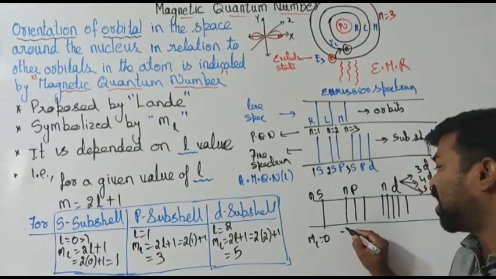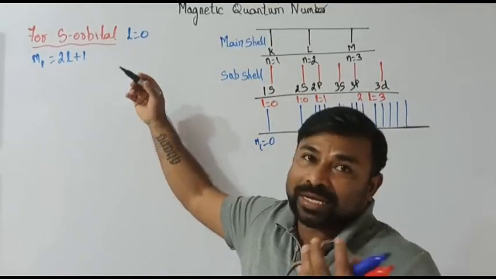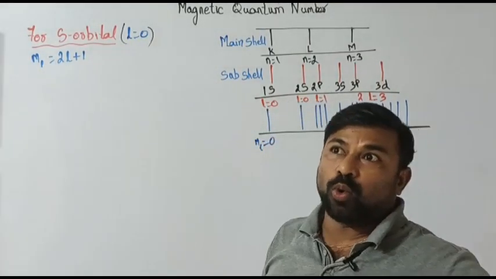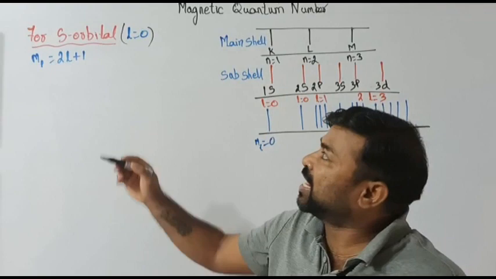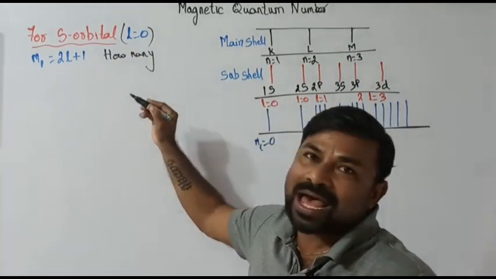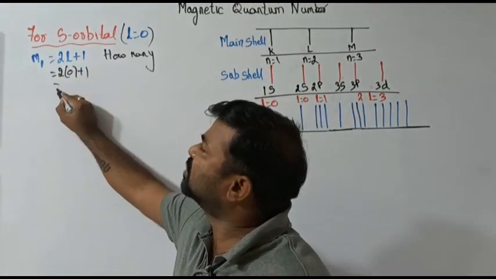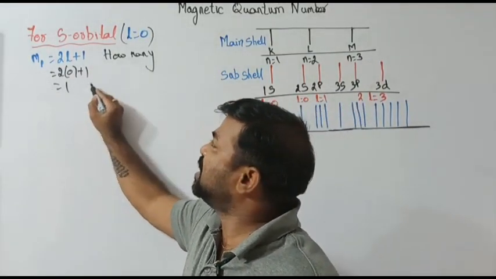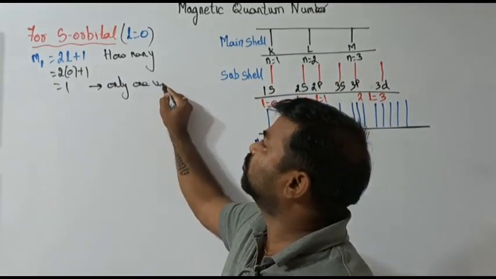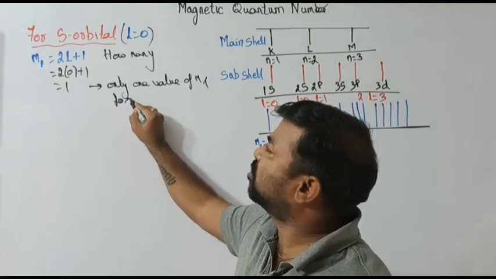So we will be having -1, 0. As I have discussed here, again I am repeating, for S orbital, L is equal to 0. Now how many ML values are there? Let us check it out. 2 into 0 plus 1 is nothing but 1. So only one value of ML for S orbital.